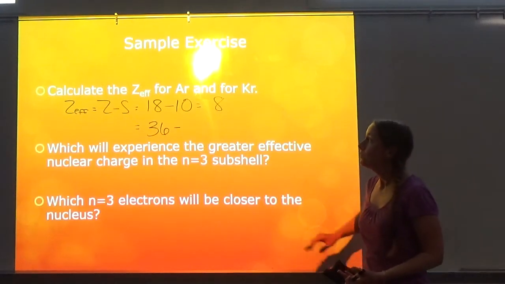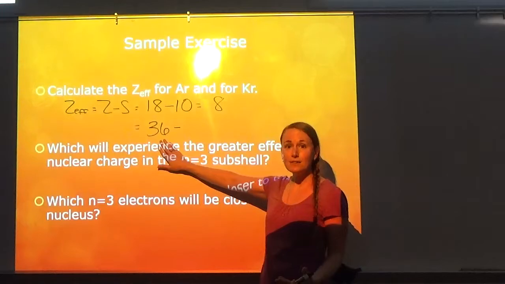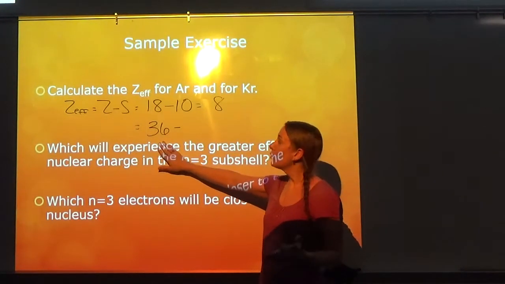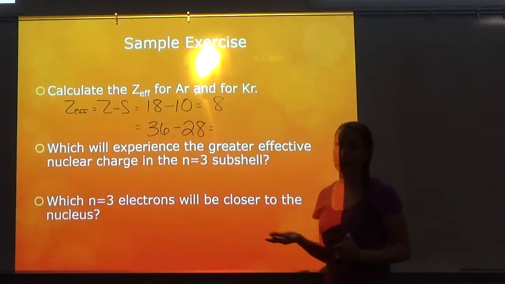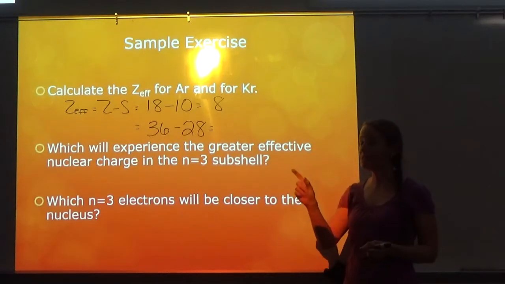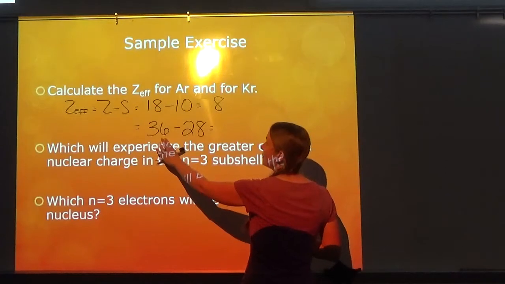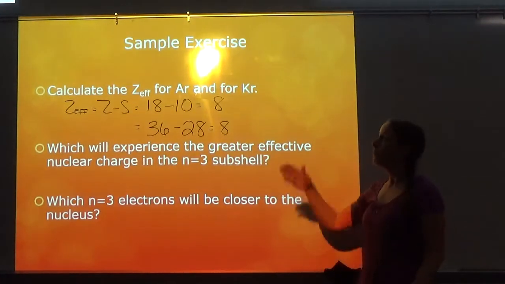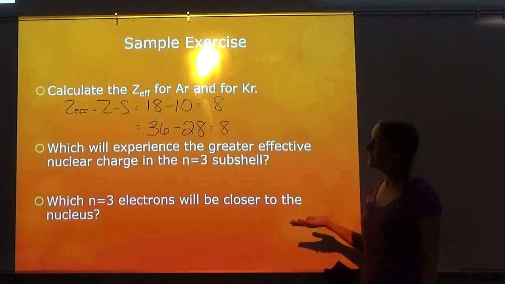All right, so we know that argon is in group 18, so 8 of these are valence electrons. That means the rest of them are core electrons. So 28 of them are core electrons, not just 18, because that D sublevel, those 10 are also core electrons. So once I do 36 minus 28, I get 8 again. So both argon and krypton have an effective nuclear charge of 8.